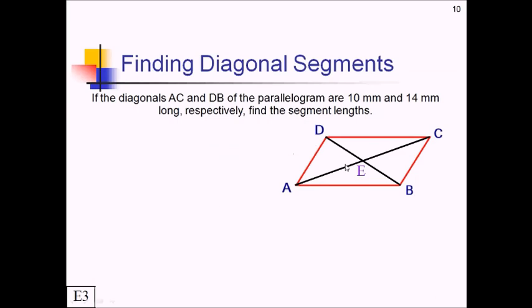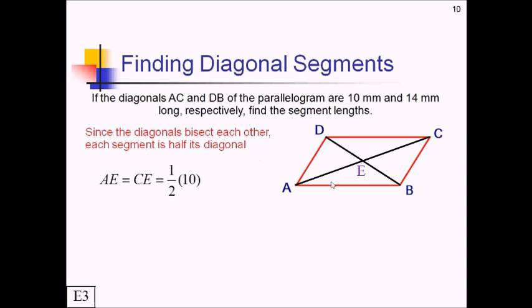Here's a problem with some diagonals. If the diagonals AC and DB are 10 and 14 millimeters respectively, find the segment lengths. In other words, find the lengths of AE, EC, DE, and EB. Pause the video and give it a shot. So the property here is that diagonals bisect each other. So that means each segment is going to be half of the diagonal that it's part of. So for example, AE and CE are just going to be half of whatever AC was, which was 10. So those are both going to be 5 millimeters. And then DE and BE are both half of 14, so those will both be 7 millimeters.